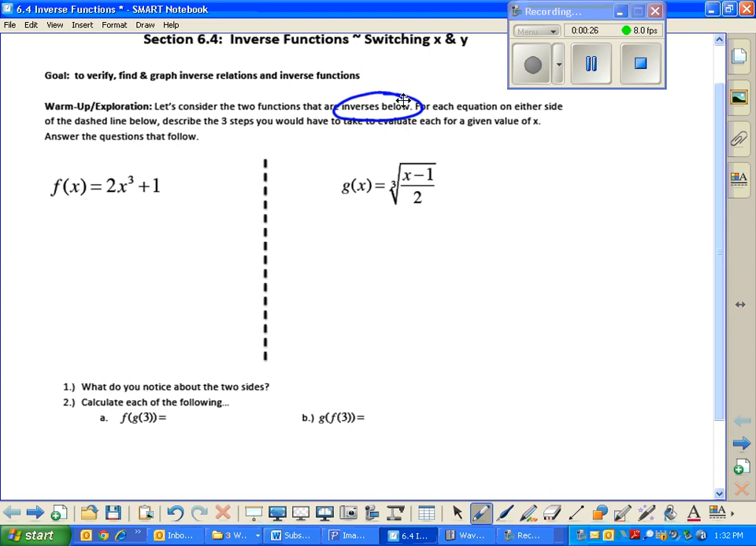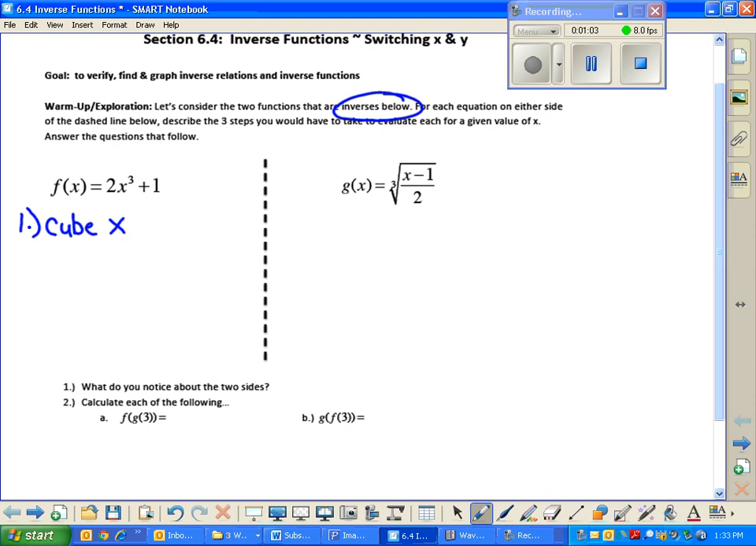What they want us to do in this warm-up, on the left side, for instance, we see f of x equals 2x to the third plus 1. They just want us to list out the steps you would carry out if they gave you a value for x. Based on the order of operations, I would have to cube that value of x first. You follow? Because it has to be exponents first. So the first thing I would have to do is cube x, whatever that number is that they gave me.